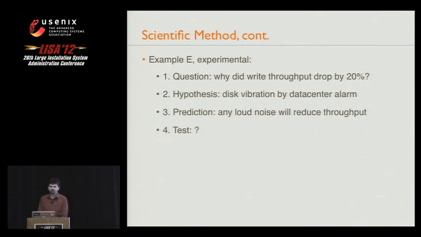And the last one, experimental. Why did write throughput drop by 20%? Hypothesis: disk vibration caused by a data center alarm. Prediction: any loud noise will reduce throughput. How would you test that?